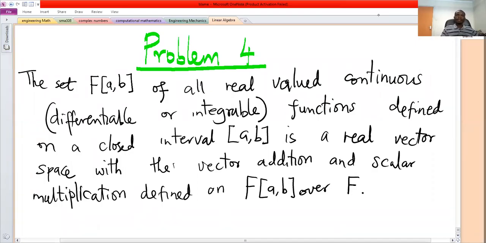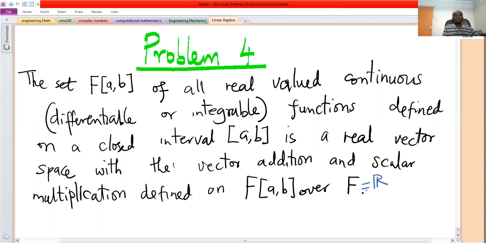Welcome back. In this session, we are going to show that the set of all real-valued continuous, differentiable or integrable functions defined on a closed interval AB is a real vector space with the usual addition and scalar multiplication defined on this set F over the field F. And for this case, this field is simply the field of real numbers.